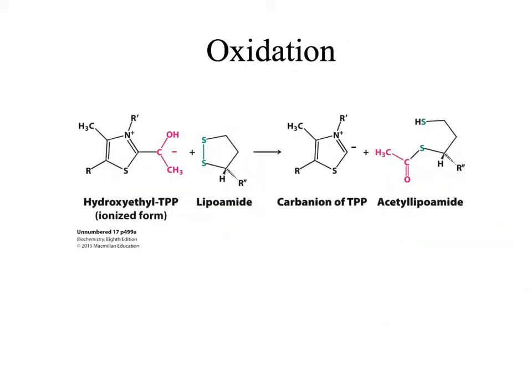That hydroxyethyl TPP is then going to undergo conversion so that we have a 2-carbon fragment which is oxidized and transferred to this lipoamide, and we're going to ultimately form this acetyl-lipoamide here. This is now involving E2.